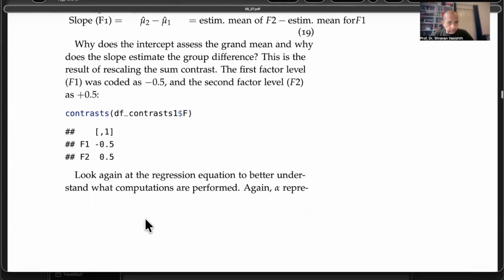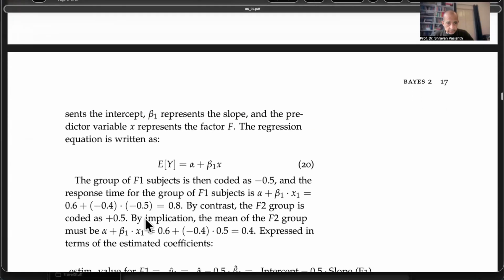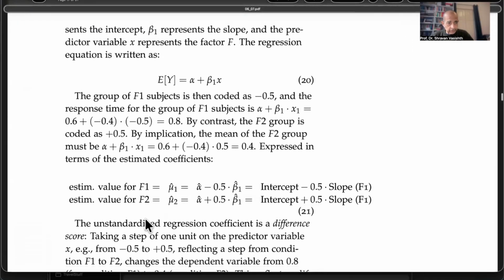So this I've already explained, that there's plus 0.5 minus 0.5 coding, and once you know the alpha and beta values, right? This was very important in Bayes 1 as well. Once you have the intercept posterior and the slope posterior, you can figure out the estimates of each of the two conditions as well, right?